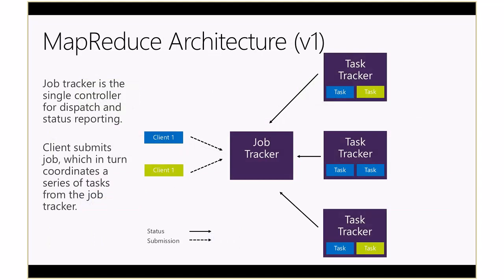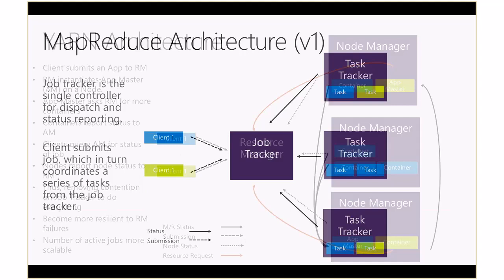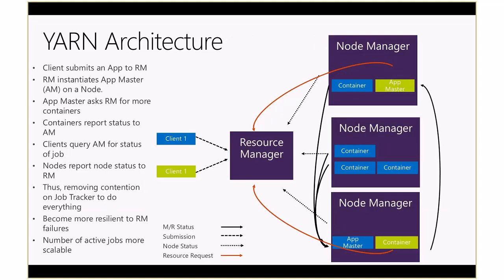I think I'll skip the MapReduce architecture. Just know that some things happened between version 1 and version 2 that made things more scalable and also much more resilient to failure. If you want to dive into that, we can take that afterwards, but just know that a lot of stuff has happened between version 1 and version 2.